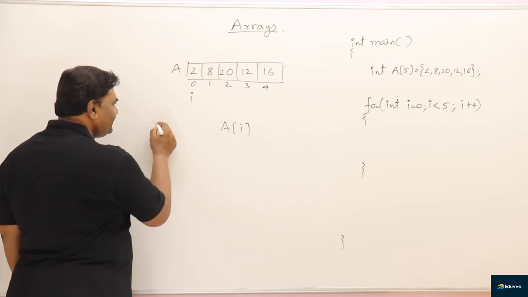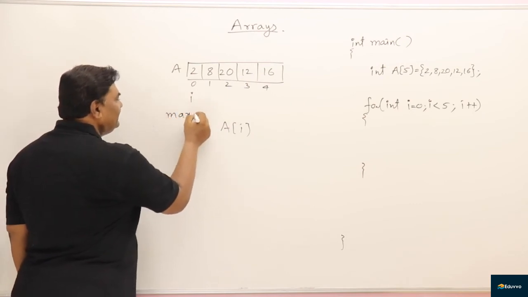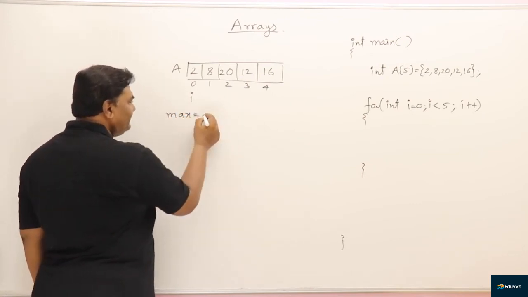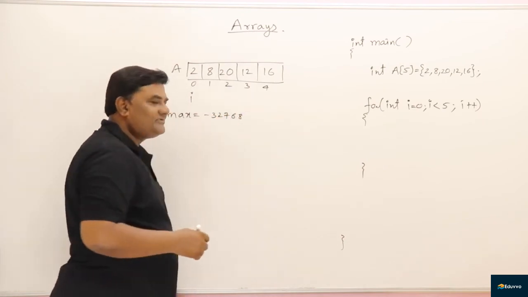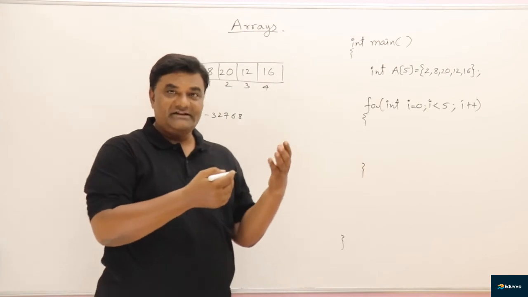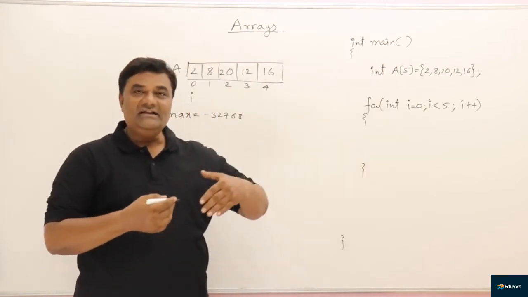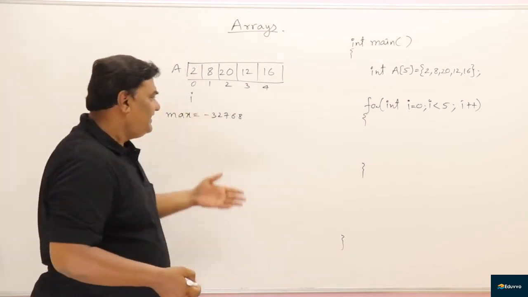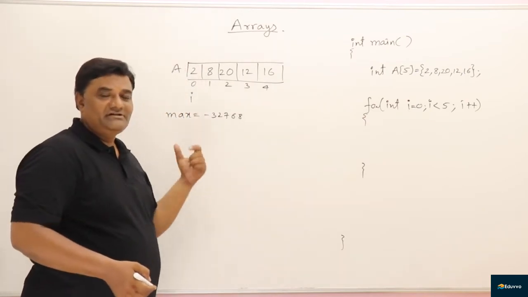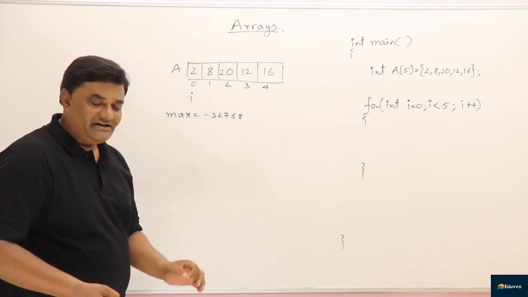So initially I should have some variable called max, and in that let us store some smallest number, that is -32768. When you can say something is bigger or maximum, it is by comparing it with some smaller number. So that's the reason we are taking some smallest number. It must be initialized with some number, so I am initializing it with the smallest integer.